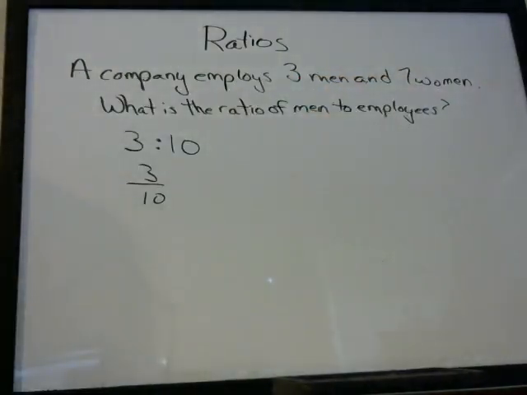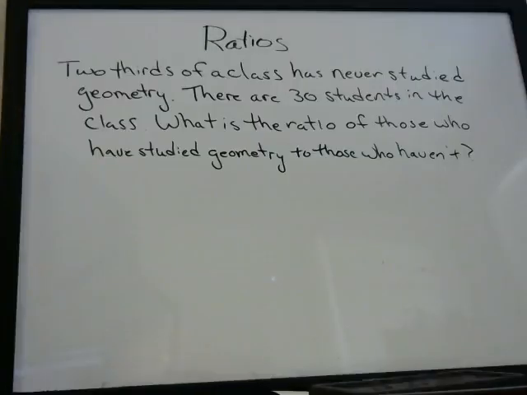The math in this is not going to be difficult. It'll be fairly straightforward math, but make sure you're answering the right question. I'm going to pause and put another example up. So here's a word problem you might encounter. 2/3 of a class has never studied geometry. There are 30 students in the class. What is the ratio of those who have studied geometry to those who haven't?